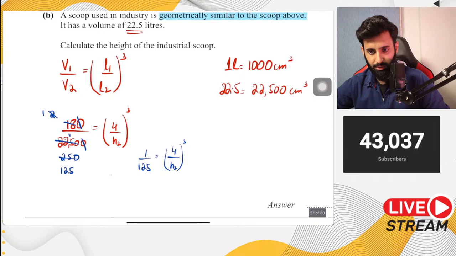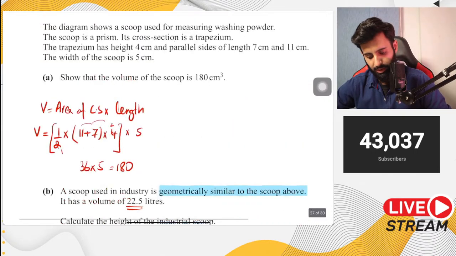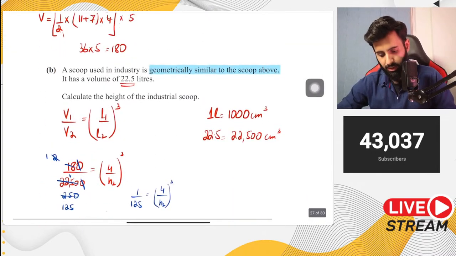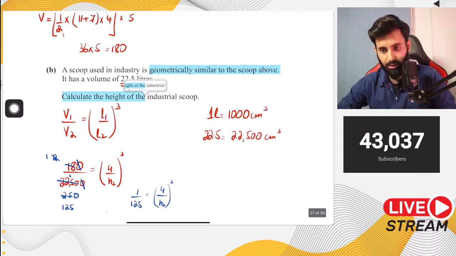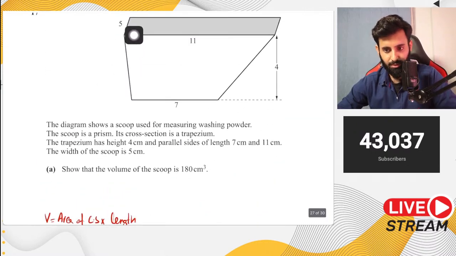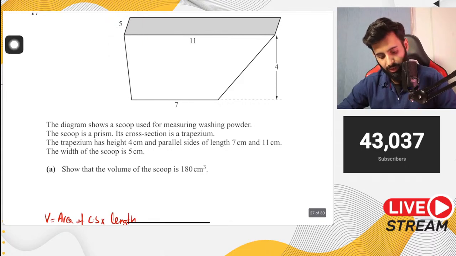Why aren't we taking the length as 5? The reason we're not taking the length as 5 is because we're asked to calculate the height of the industrial scoop. So we'll take the height of this scoop as well. The height is not 5. The width is 5. The width of the scoop is 5.